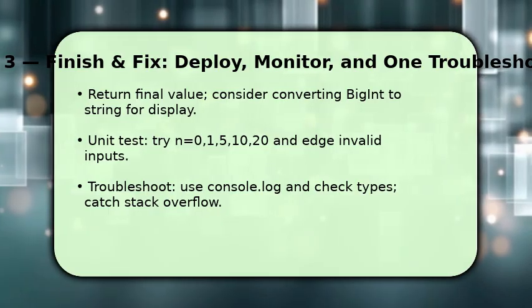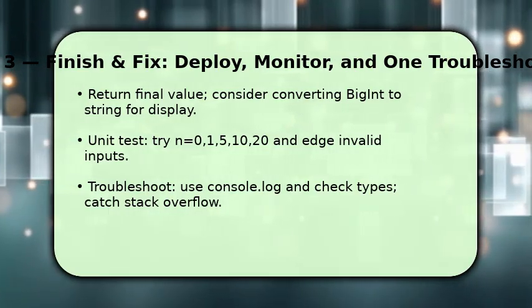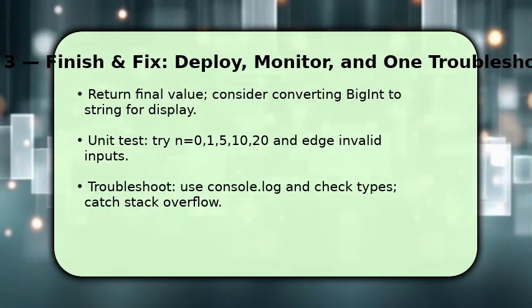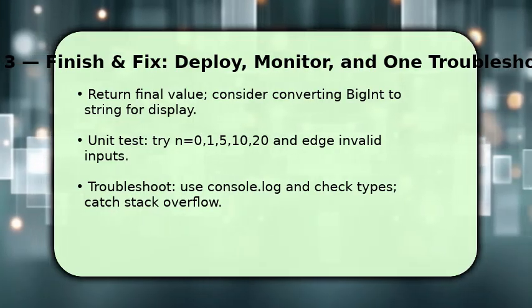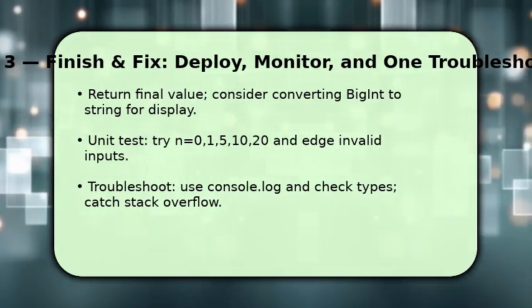If something goes wrong, check types with typeof, add console.log checkpoints, and watch for stack overflow with deep recursion. Switch to iteration in that case.